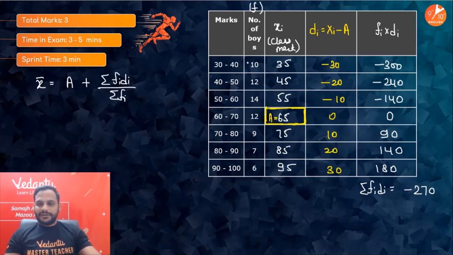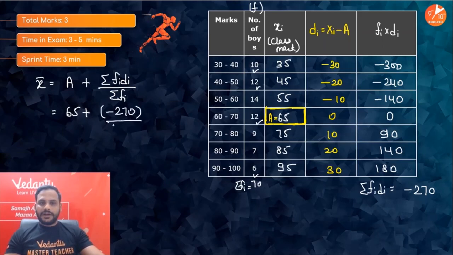Summation of Fi will be 10, 12 plus 12 is 24, 24 plus 6 is 30. 30 plus 10 is 40. 14 plus 7 is 21, so 40, 60, 61 and 9 is 70. So the sum of frequency is 70. So I will be getting the mean as A, which was 65, plus minus 270 upon 70.